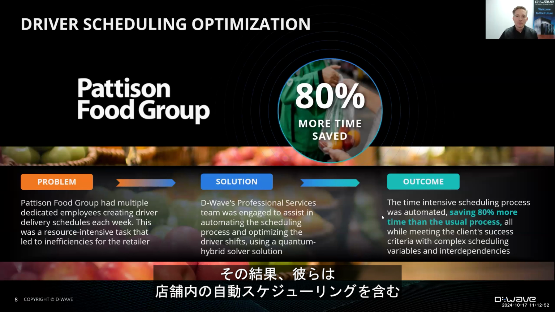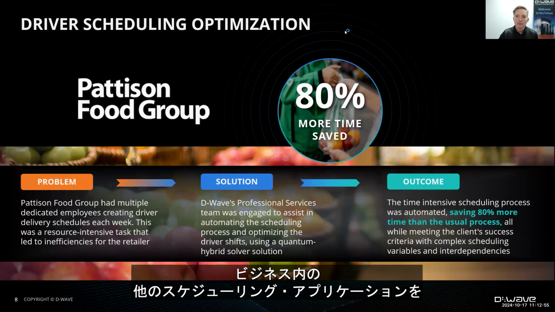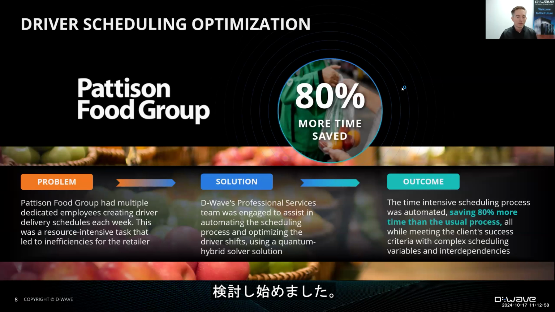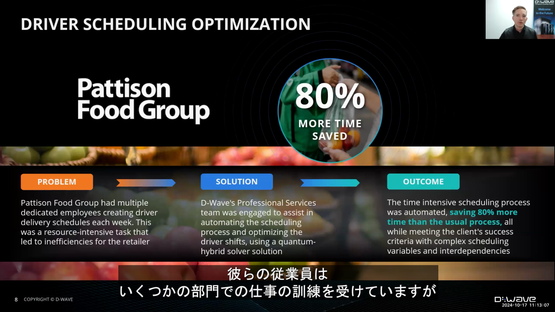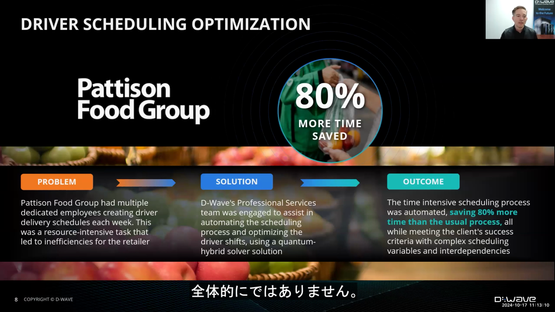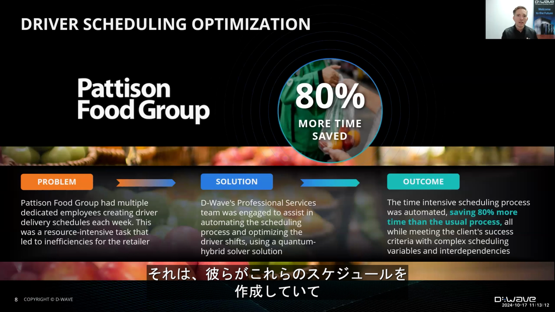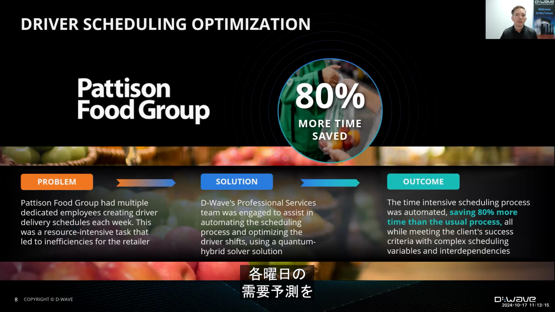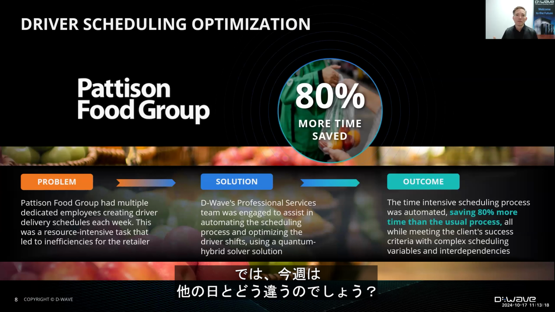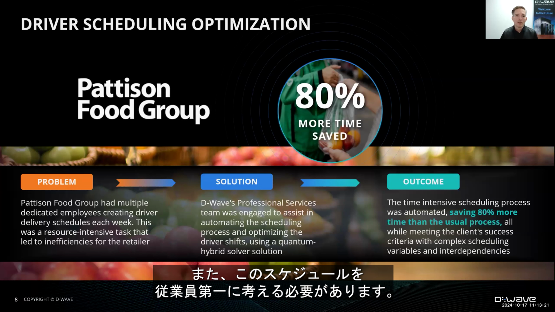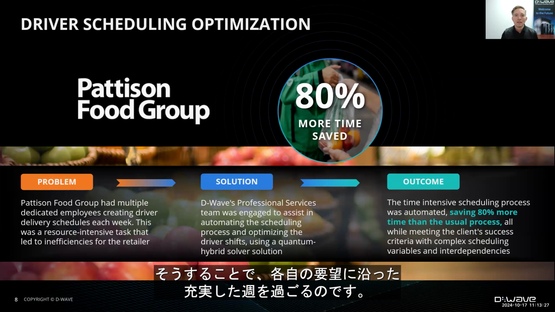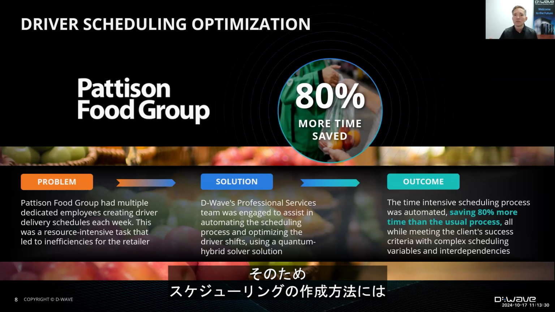The outcome of this is that they've started looking at other scheduling applications within their business, including in-store auto scheduling. So this is a challenging problem for many businesses because at their locations, they actually have multiple departments. And so their workforce is trained to work in some of the departments, but not across all of them. And that means that as they're creating these schedules, they're looking at, okay, what is our demand expected to be this week, each day of the week? And then, how is this week different from the other days of the year? And then we also want to make sure that this is a really employee-centric schedule so that everyone's getting full work weeks, ideally suited to their preferences. And that introduces a lot of constraints in terms of how the scheduling is produced.